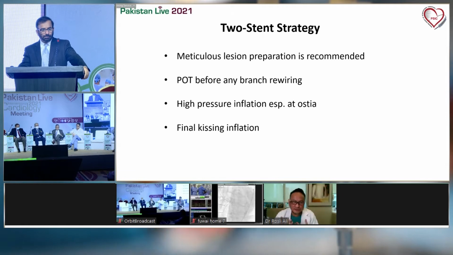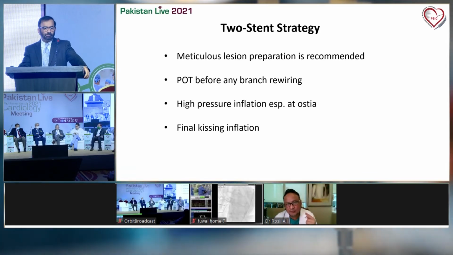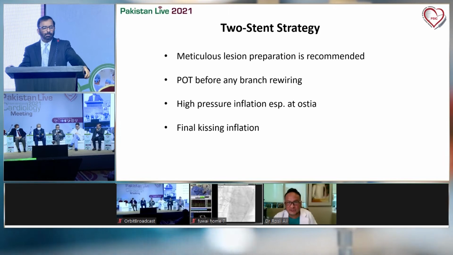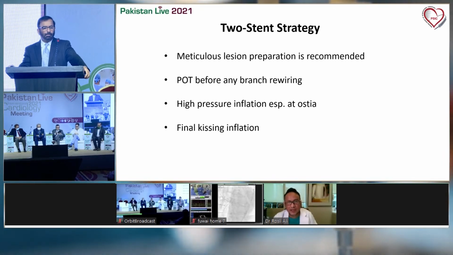So really with the two-stent strategy, you need to have preparation, which I think is very important. One tends to forget to remember that before any branch rewiring, because if you don't do that, when you want to rewire something, the wire goes outside the stent struts and you may not realize it. So before you wire, remember to have high pressure inflation, especially at the ostium. That is very important. Otherwise, the risk of restenosis at the ostium is going to be higher.